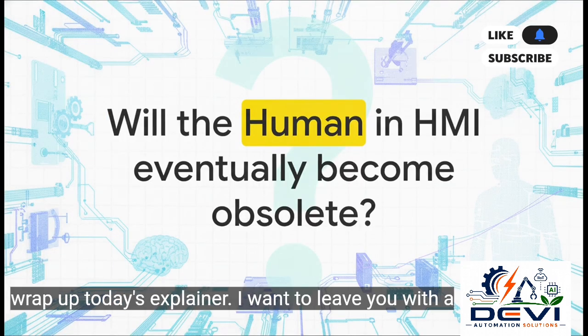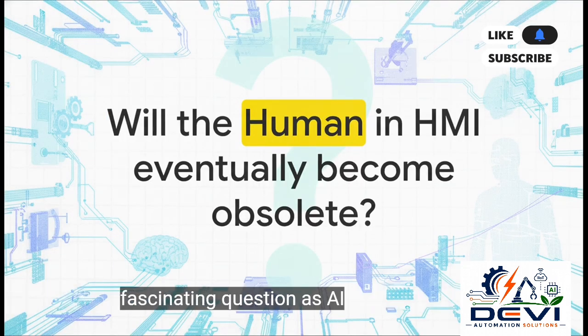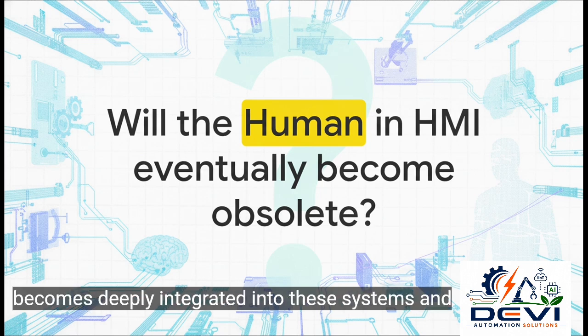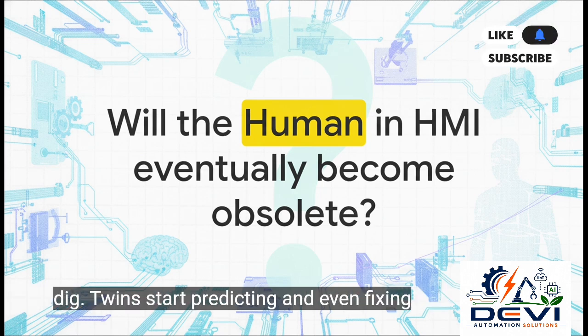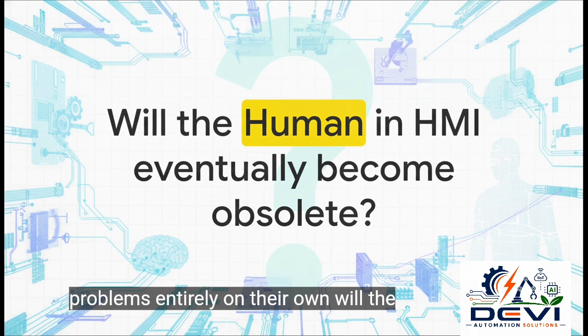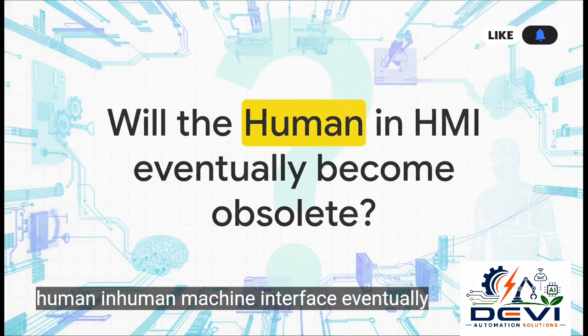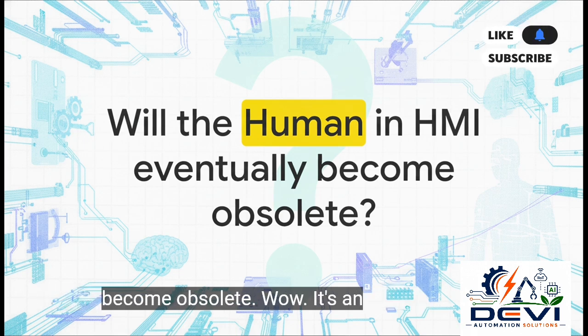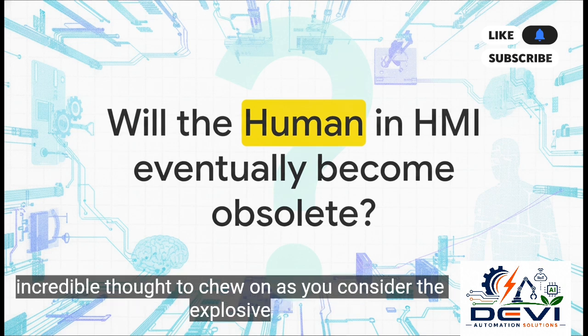Before we wrap up today's explainer, I want to leave you with a fascinating question. As AI becomes deeply integrated into these systems and digital twins start predicting and even fixing problems entirely on their own, will the human in human-machine interface eventually become obsolete? Wow, it's an incredible thought to chew on as you consider the explosive evolution of this industry.